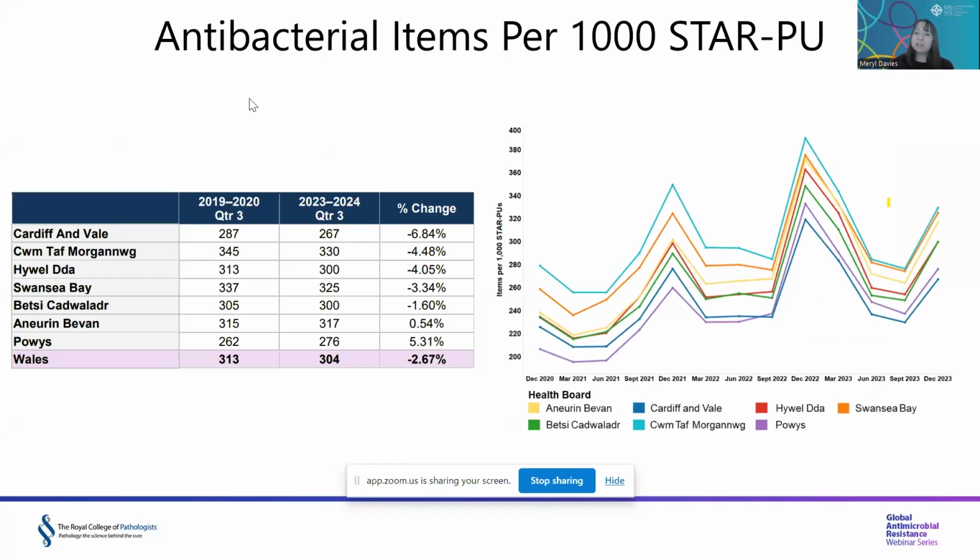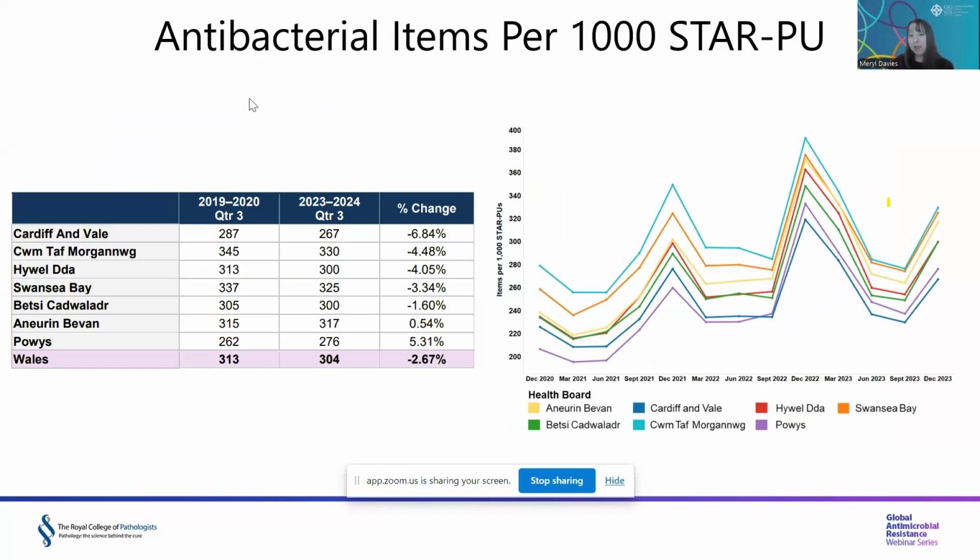So when we look at antibacterial items per 1,000 STAR-PUs for Wales, we can look at the health boards plotted against each other, and we can then look at the percentage change in prescribing compared to the target year. So we can see that some health boards are achieving reductions in prescribing, whereas others have not been quite as successful in reducing their prescribing.